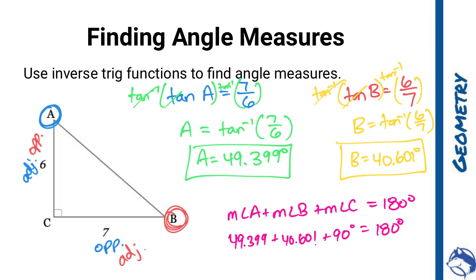And so I punch that in on my calculator, and what I'm going to end up with is 180 degrees equals 180 degrees. And more specifically, these two that aren't the 90 ended up adding up to 90 degrees. So that's a good way to check our work in a problem like this.